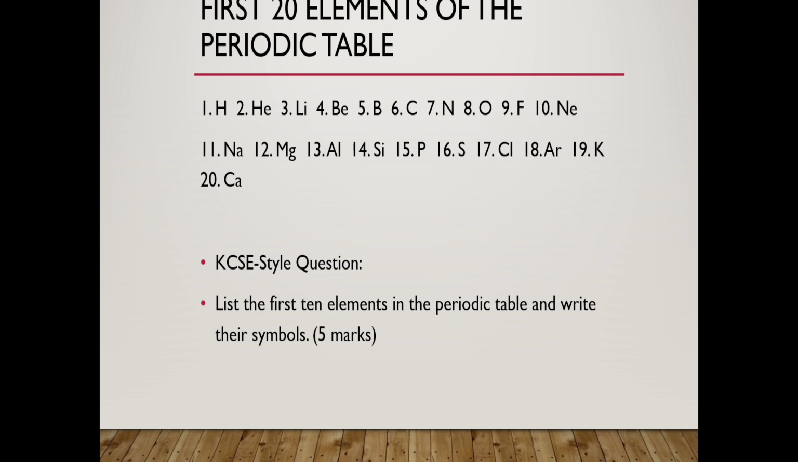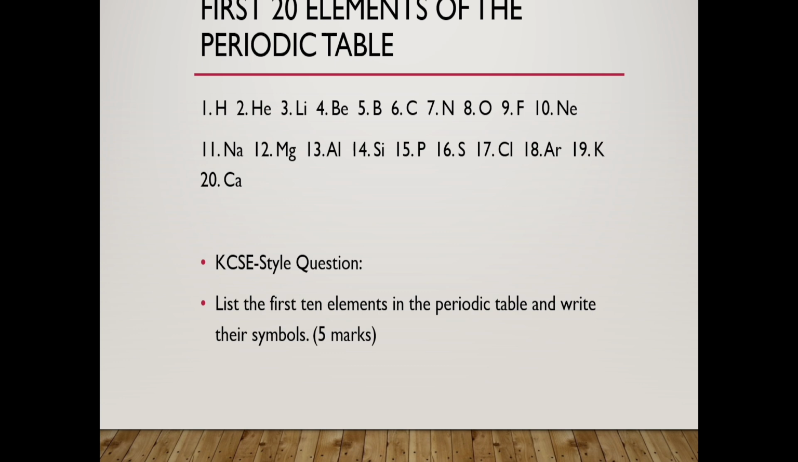The ninth one is fluorine, F, the 10th one is neon, Ne, 11th one is sodium, Na, and the 12th one is magnesium, Mg. The 13th one is aluminum, Al. 14th is silicon, Si. 15th is phosphorus, P. 16th is sulfur, S. And we have 17th chlorine, Cl. 18th argon, Ar. And 19th is potassium, which is represented by the letter K. So the 20th one is calcium, which is represented by Ca.